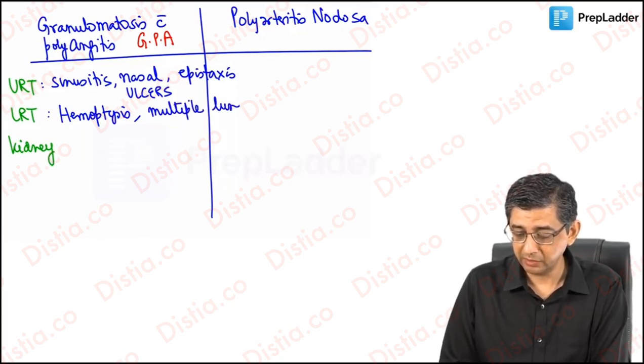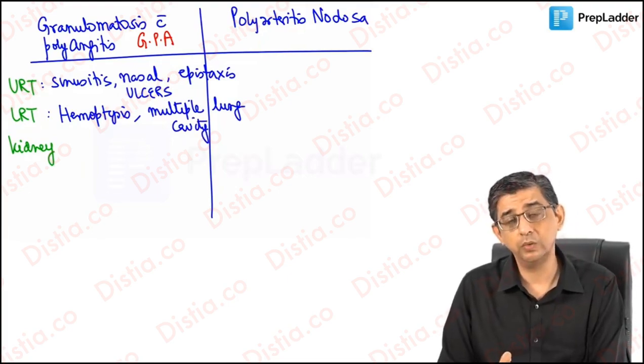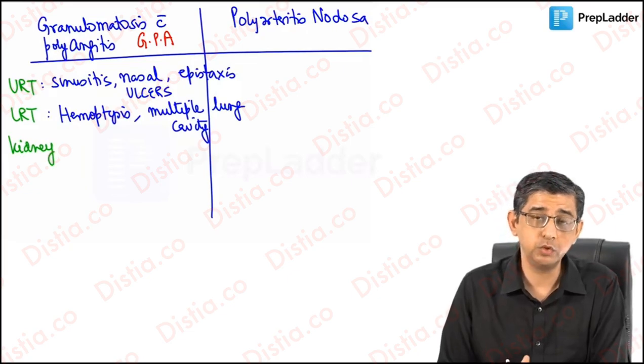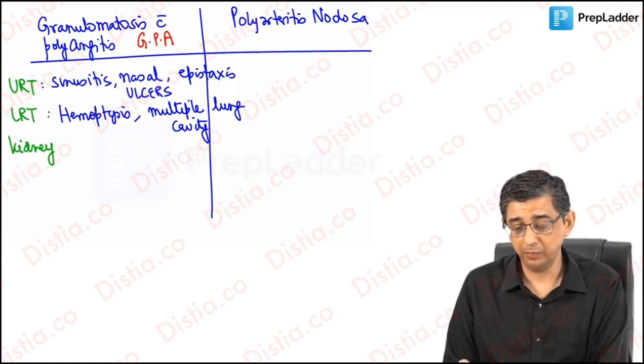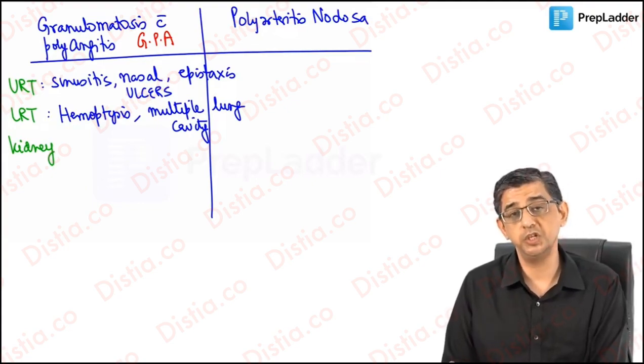Please remember the fact that you read about lung cavity with TB, but it's usually a single one. No, here multiple, because the blood supply of the lung tissue is gone, so there would be necrosis occurring, and then there could be secondary infection there also. But multiple lung cavities can be seen with GPA.